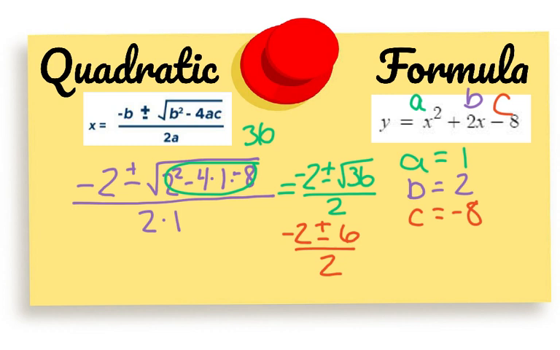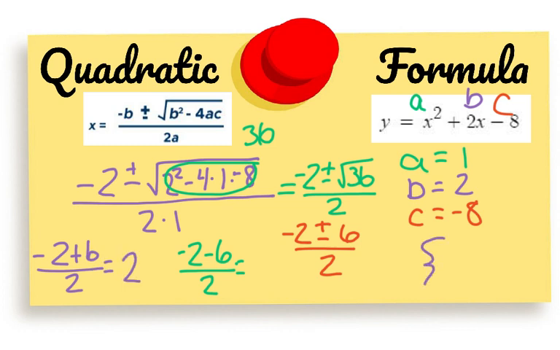Let's write them both down. The first one, whenever we add it, negative 2 plus 6 is positive 4. 4 divided by 2 is 2. So our first solution is 2. I'm going to go ahead and write that inside of my set.